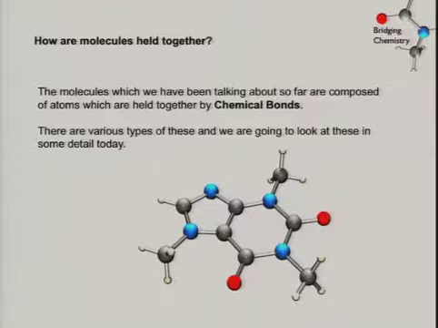The molecules which we've been talking about so far are composed of atoms which are held together by something called chemical bonds, which as yet we haven't really discussed in any detail. And so what we want to do today is look at what these chemical bonds are, look at the different types of bonds, and obviously the bonding is important for trying to understand the chemical properties of the compound. Different sorts of bonds endow a molecule with different sorts of chemical reactivity.